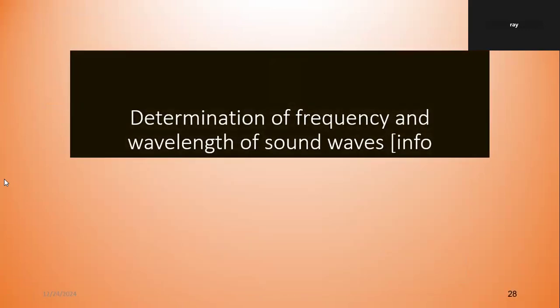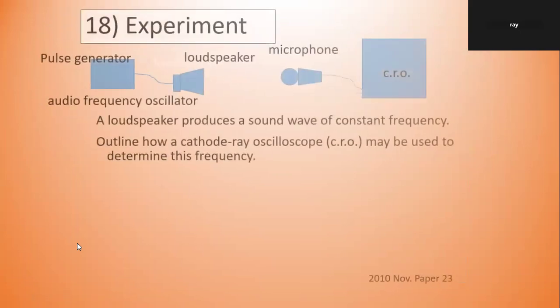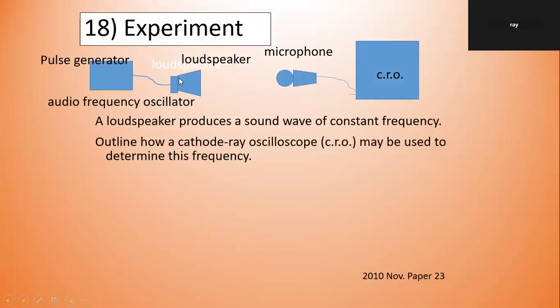Okay, we've got 10 minutes left in case we get cut off. Determine the frequency and wavelength of sound, just for info. Then you can use a loudspeaker. The power generator is the one that produces the frequency, the audio frequency oscillator. A loudspeaker produces a sound wave of constant frequency.